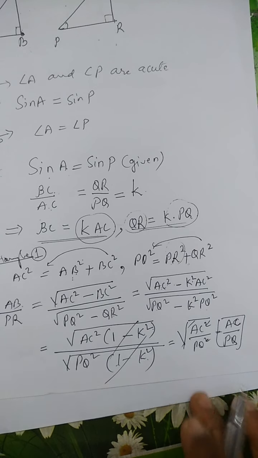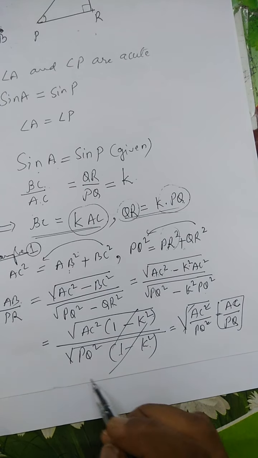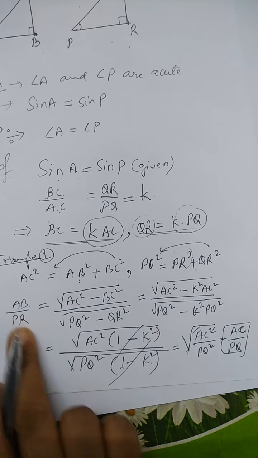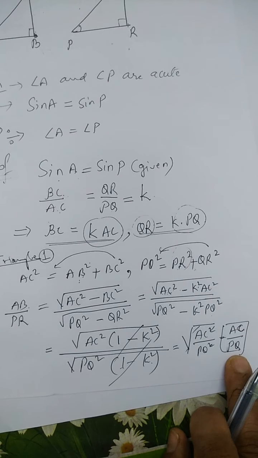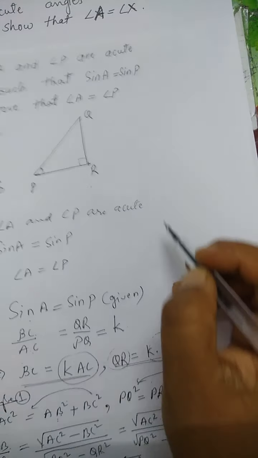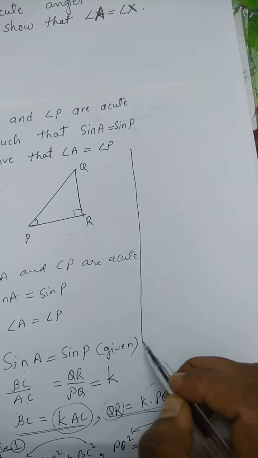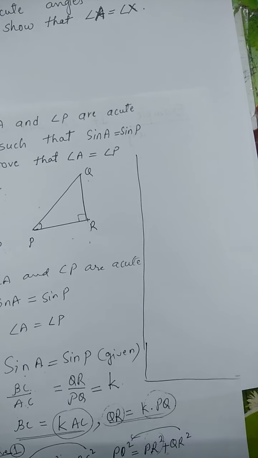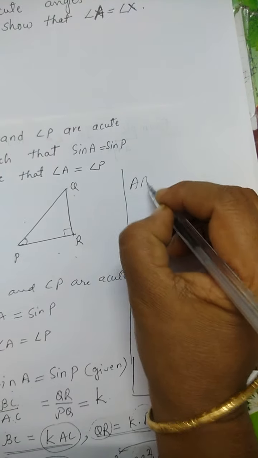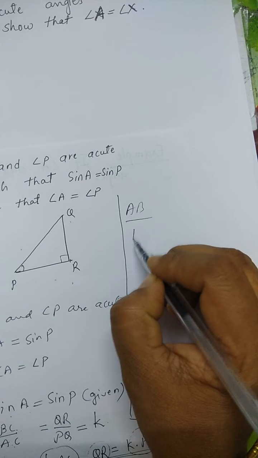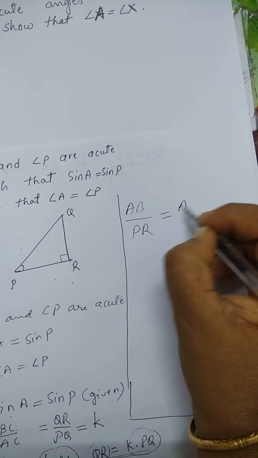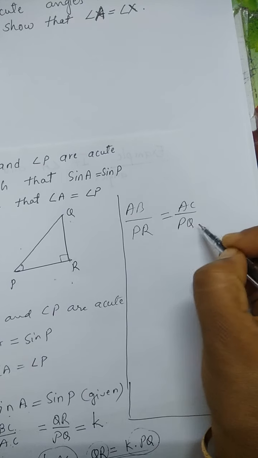So what we have got? We have got that AB upon PR is equal to AC upon PQ. Okay, so let me write here the remaining part of the problem on the same page so that you can understand. AB upon PR is equals to AC upon PQ.